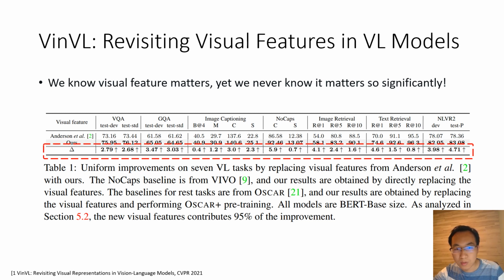So the model is very simple. It basically provides a strong image feature, so it can be easily plugged into any backbone that you want to try.